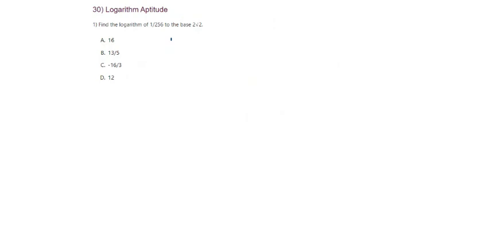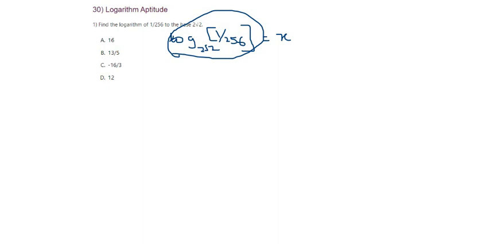So let's see. Log to the base 2 root 2 of 1 by 256, as they have asked, equals x. We'll keep this whole term as x, the complete term, log 2 root 2 of 1 by 256, which is x. We have to find the log value.